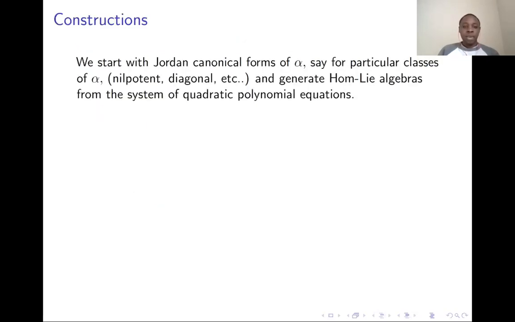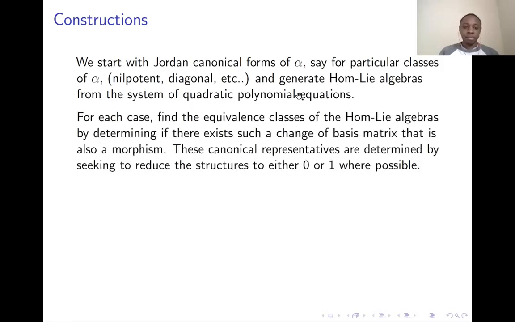In general, the way we can do this construction of isomorphisms in Hom-Lie algebras, not on the variety but on the vector space, what we have done, I'll give a reference later. We start with a Jordan canonical form of alpha. So say for some particular class, because doing this in general for alpha may not give immediate results. So it's good to build them in classes. We then generate Hom-Lie algebras because we can write up these polynomial equations, just solve and get the varieties, or I would say the structure constants, the C_ij's and the rest.